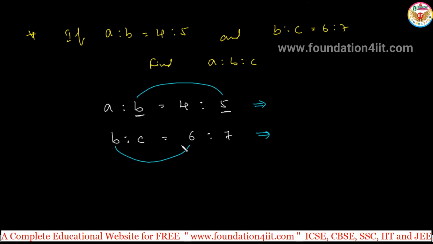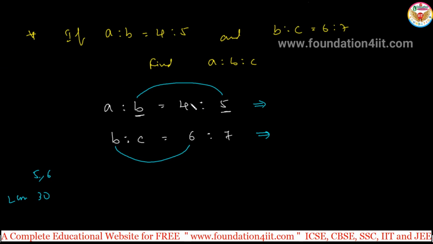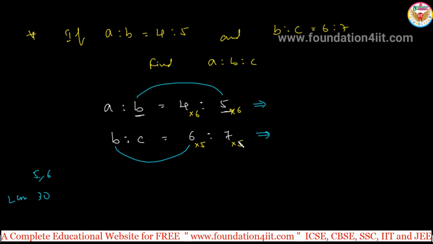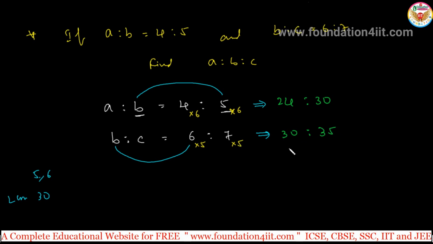Here the B value is 5, and here the B value is 6. Take the LCM of 5 and 6, so 30. The LCM of 5 and 6 is 30. Now in the first ratio you multiply with 6, and in the second ratio you multiply with 5. If you multiply the first term with 5, the second term also must be multiplied with 5. Then if you simplify, 4 into 6 is 24, 5 times 6 is 30. Here 6 times 5 is 30, and 7 times 5 is 35.